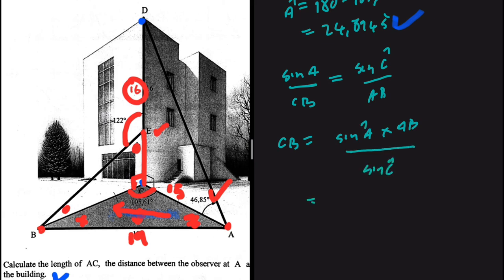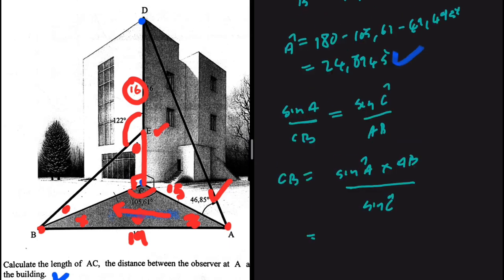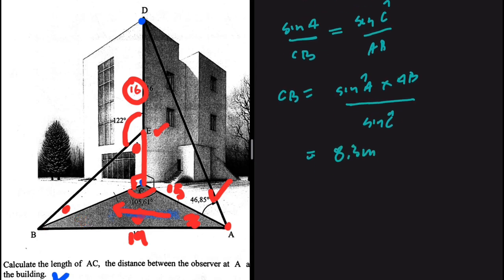So let me put that in my calculator. Sine of 24.8955 multiplied by AB, which is 19, divided by sine of C, which is 105.61. So CB is equal to 8.3. So this is 8.3 meters. So we have CB, which is 8.3 meters. Let me just erase some of these things. So CB is 8.3.